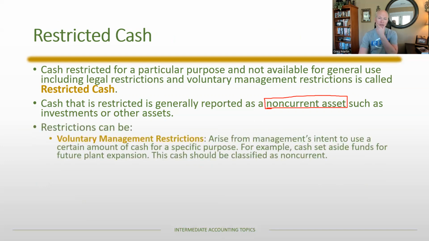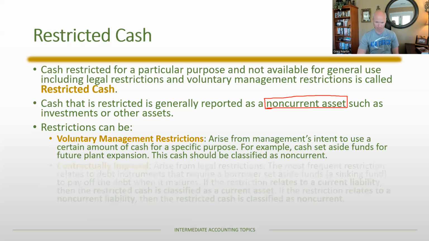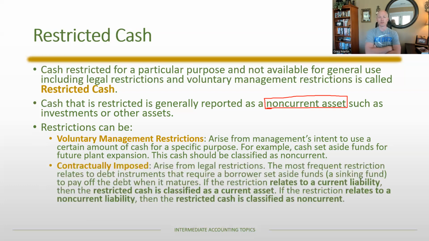Restrictions can be voluntary. So sometimes management might be intending to use it for something else, like a future plant expansion or paying off a bond or something like that. If the company is voluntarily setting aside cash, then it's going to be classified as non-current. Now, sometimes restricted cash may arise from contracts. With contracts, it's a little different. These legal restrictions are enforced from a contract.